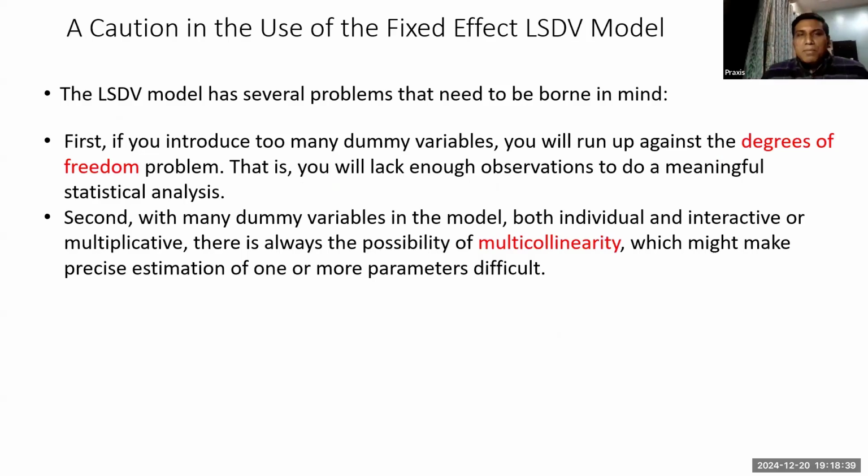What are the problems with fixed effect LSDV models? So, the first problem is that you might run up against the degrees of freedom. What do I mean by that? In our data set, we had only 6 companies. So we are concerned about 6 dummies, and in fact, 5 dummies and 1 intercept. But if you have 500 cross-sectional units, what do you do? Will you include 499 dummies in your model?